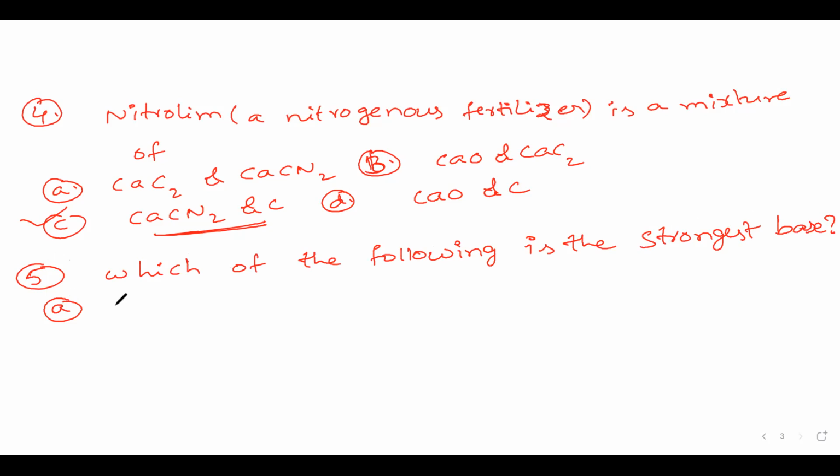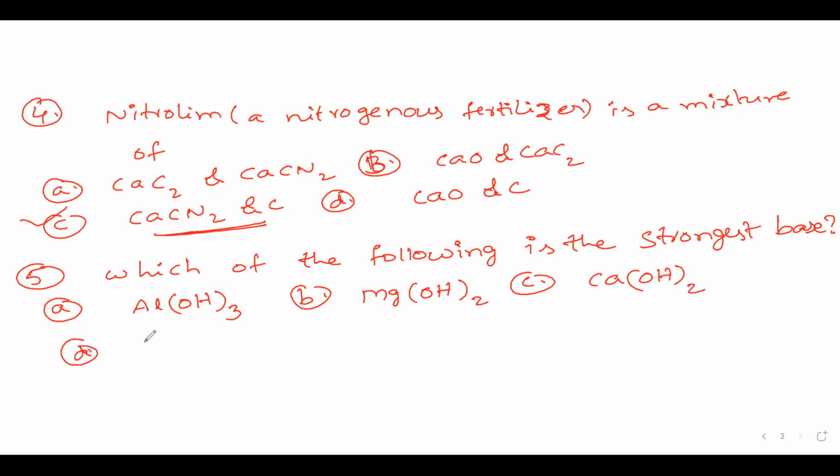Option A, aluminum hydroxide. Option B, magnesium hydroxide. Option C, calcium hydroxide. Option D, barium hydroxide. Since we already know, as we go down the group, the basic character increases.